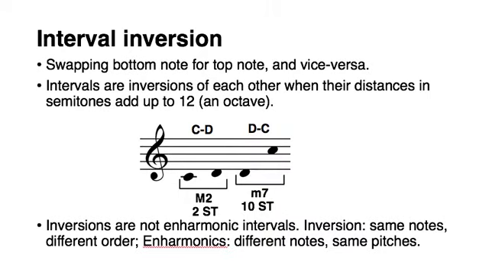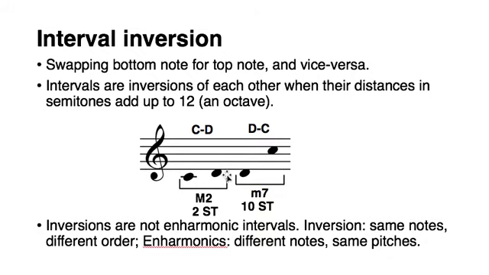Okay, last point. Interval inversion happens when we swap the bottom note of an interval for its top note, reversing the order, or vice versa. Another way of knowing that an interval is the inversion of another interval is by their number of semitones. If the semitones of the two different intervals add up to 12, that is, to an octave, then the intervals are inversions of each other. Check out this example here.